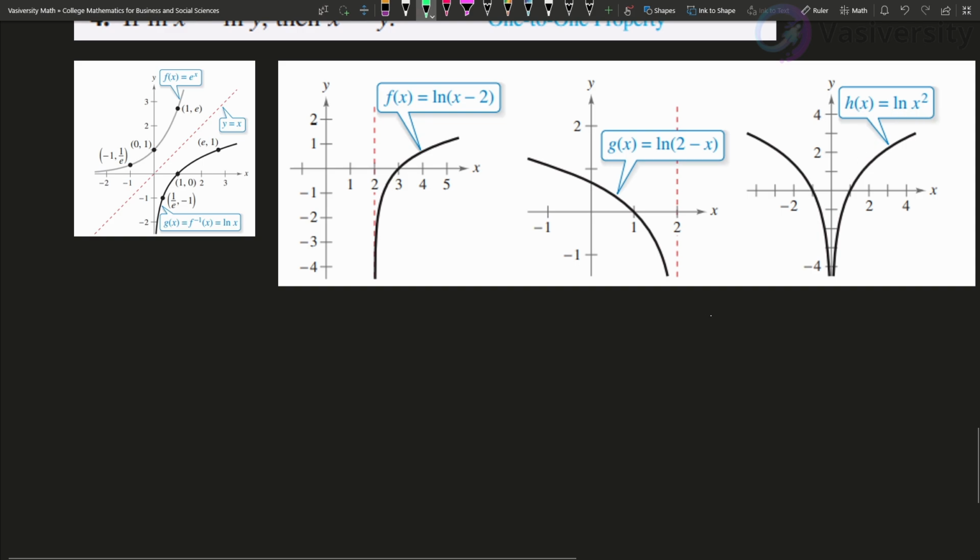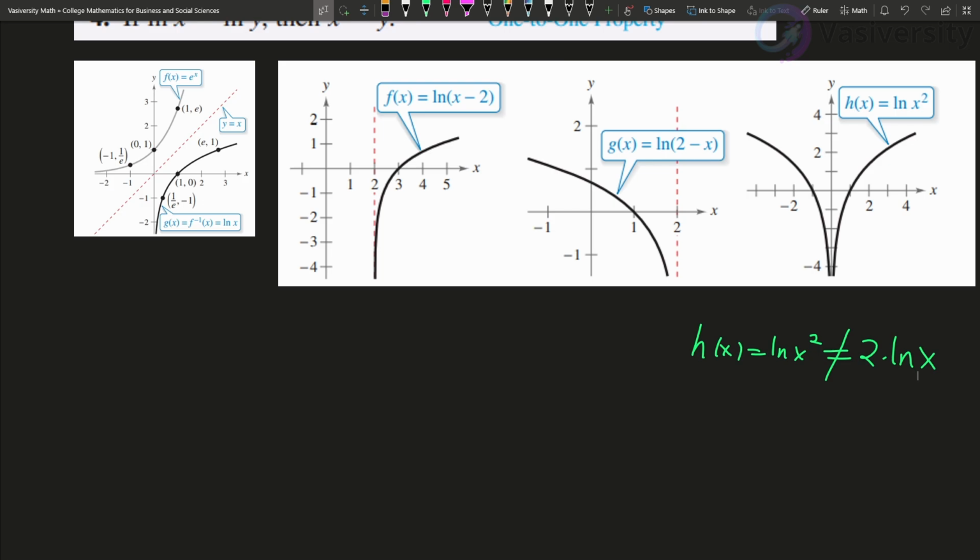It is essential that h of x equals ln of x squared is not the same as 2 times ln of x. This is very, very crucial. This is essentially the absolute value here, so this would be equal to 2 ln of the absolute value of x. That's a very important note here for this function.